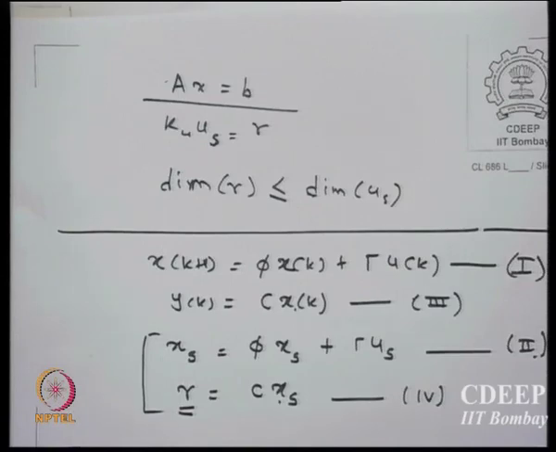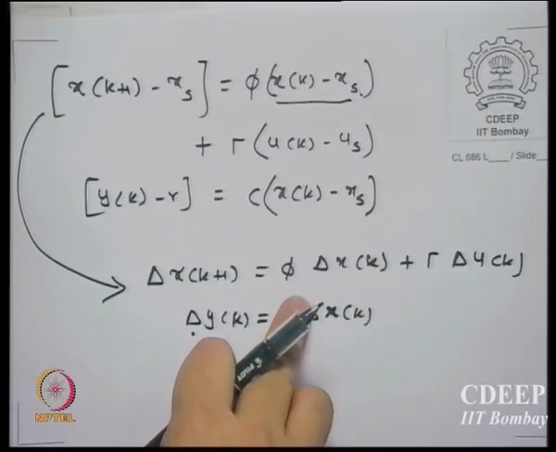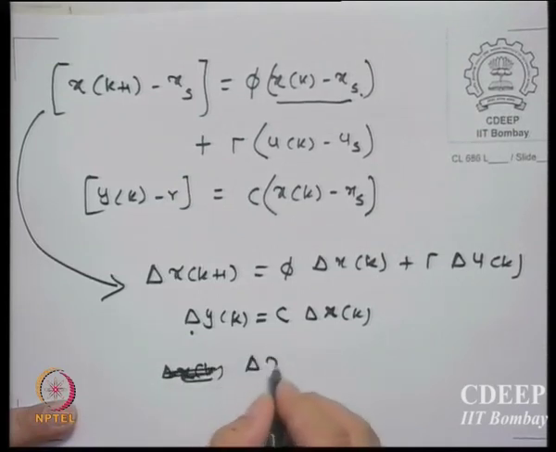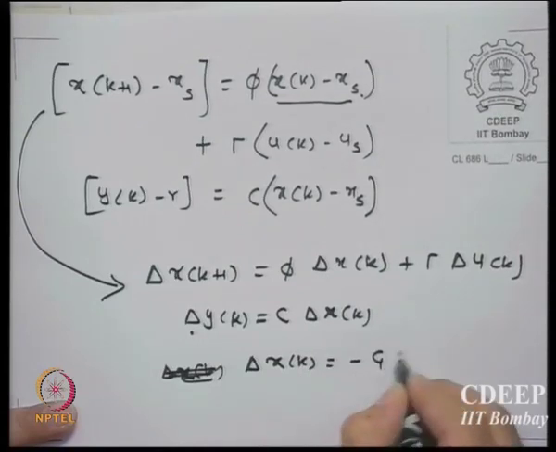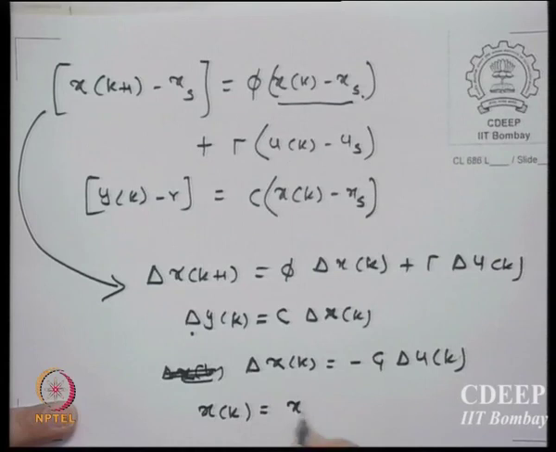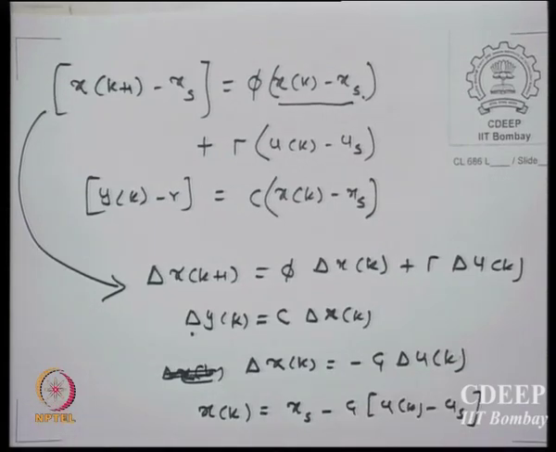This is a trick I am using to apply the same old control law in the new context. I want to reach a set point which is non-zero. I found a steady state corresponding to that non-zero set point, subtracted, and created a new system, which is this perturbation system. For this perturbation system, I design a control law, delta x k minus g delta u k, which is nothing but x k equal to xs minus g times u k minus us. You see what I am doing? I am just rewriting this back into the original form.